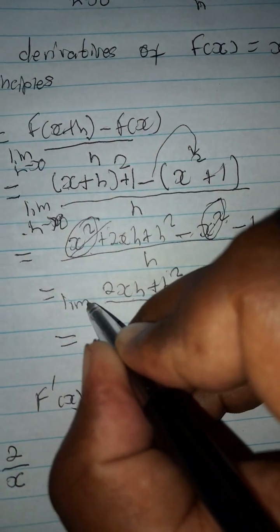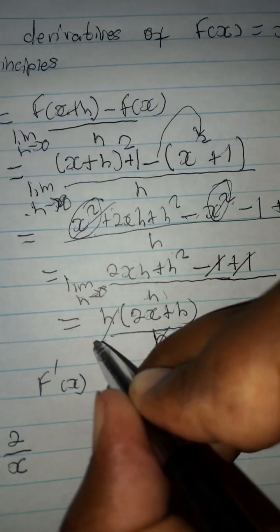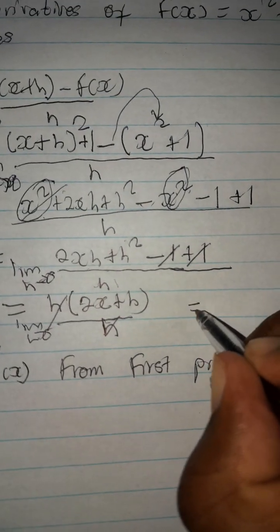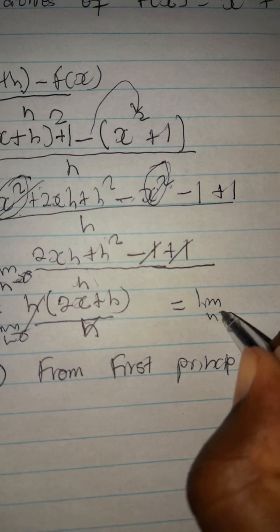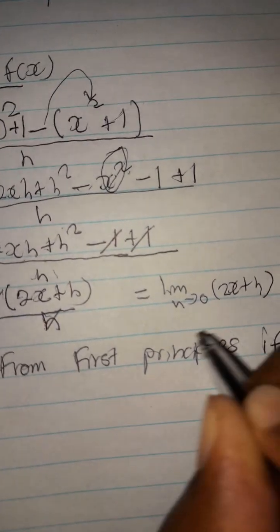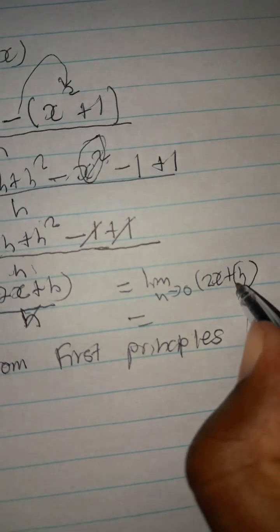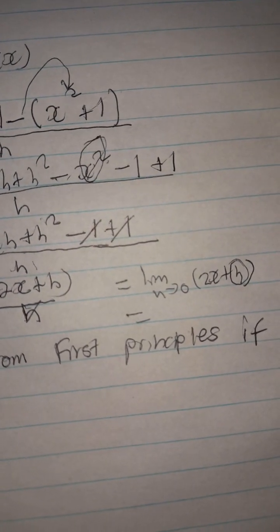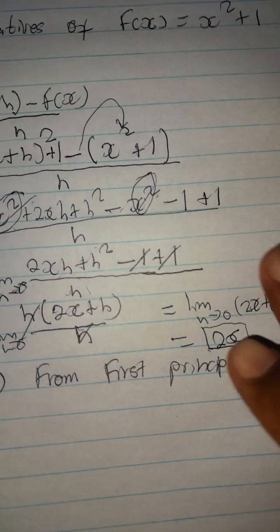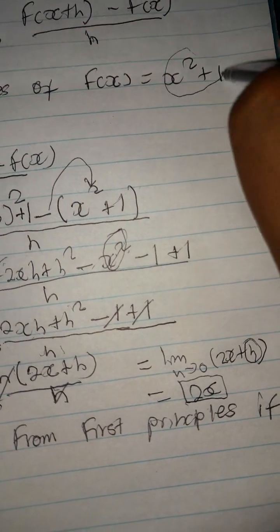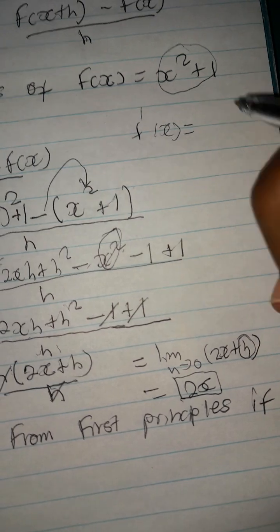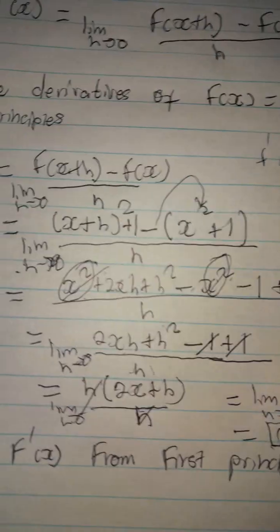Remember that this is the limit as h approaches 0. So what are we left with? We are left with the limit as h approaches 0 of 2x plus h. When we replace h with 0, we'll be left with 2x plus 0, which is 2x. So our solution will be 2x. The derivative of x squared plus 1 will be 2x.